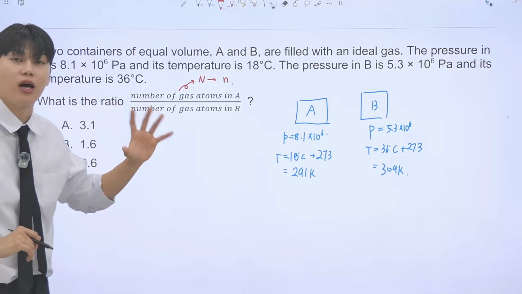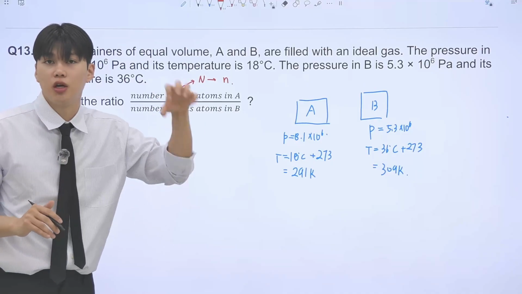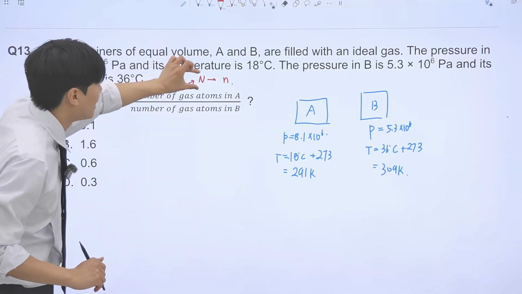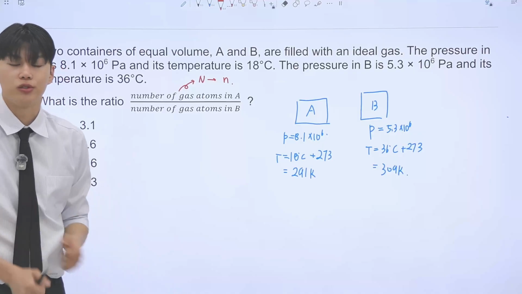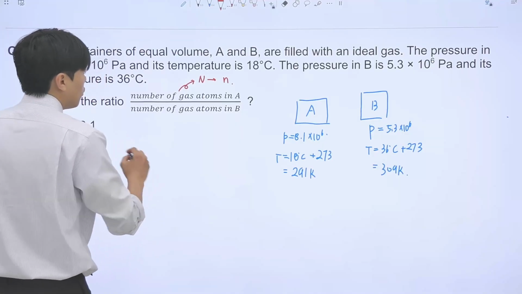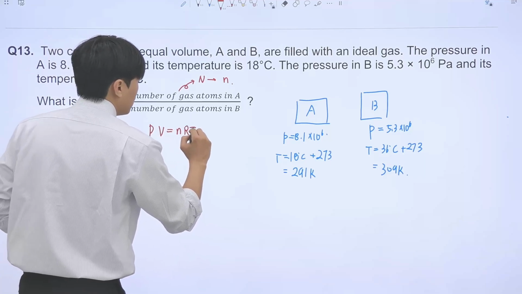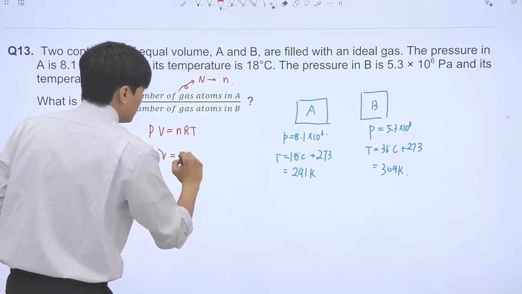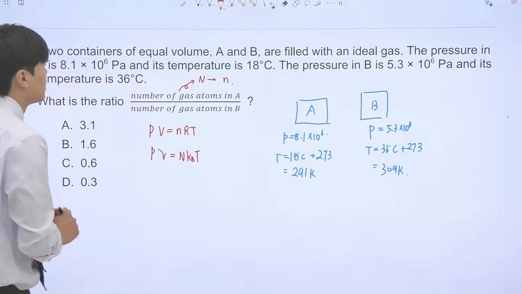But if they are not looking for the ratio, if they are finding the actual number of atoms, we have to find that N, right? But because that's a ratio, we can actually talk about the moles. So the equation we have to use is PV equals nRT, or you can literally say PV equals N k_B T. Either way, you can use that. Okay, I'll use the upper one, right? So PV equals nRT.